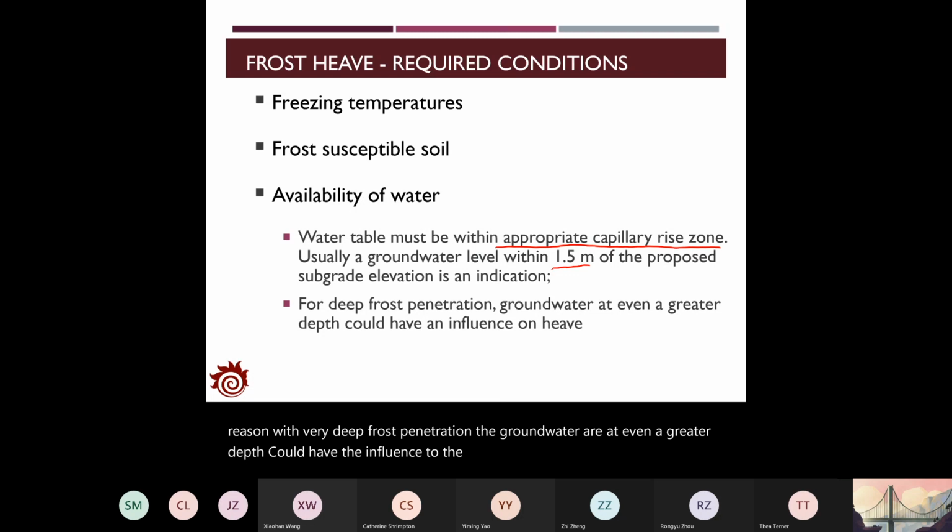So this, especially, let's take an example in Ontario. For some places in northern Ontario, the frost penetration could be more than 2 meters or even 4 to 5 meters. So in that area, it will be very easy for us to observe the frost heave.